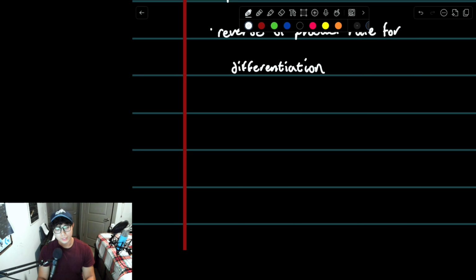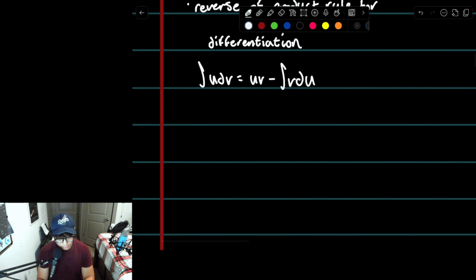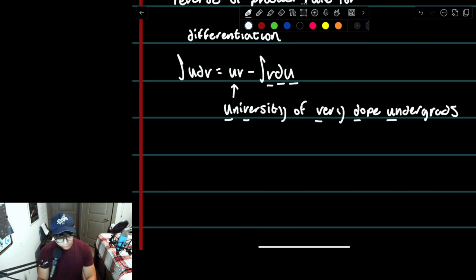Now the formula for integration by parts is the integral of u dv equals uv minus the integral of v du. And you will have to memorize this equation, and it's not too hard. I just like to think of it as the University of Very Dope Undergrads, which is UV for university and UV, and then Very Dope Undergrads for v du. Now you will have to memorize the minus as well as the integral, but I feel like that's fairly easy.